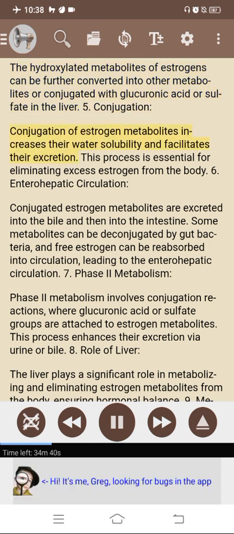5. Conjugation. Conjugation of estrogen metabolites increases their water solubility and facilitates their excretion. This process is essential for eliminating excess estrogen from the body. 6. Enterohepatic circulation. Conjugated estrogen metabolites are excreted into the bile and then into the intestine. Some metabolites can be deconjugated by gut bacteria, and free estrogen can be reabsorbed into circulation, leading to the enterohepatic circulation.